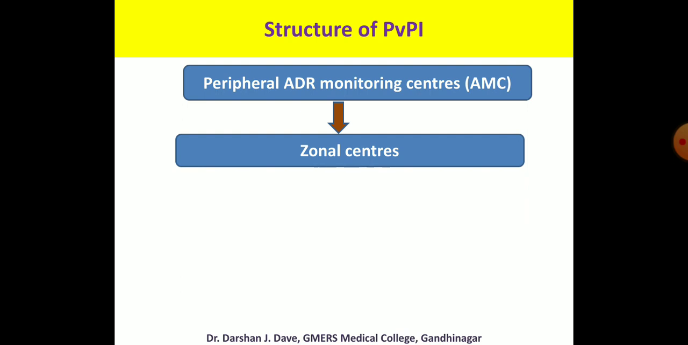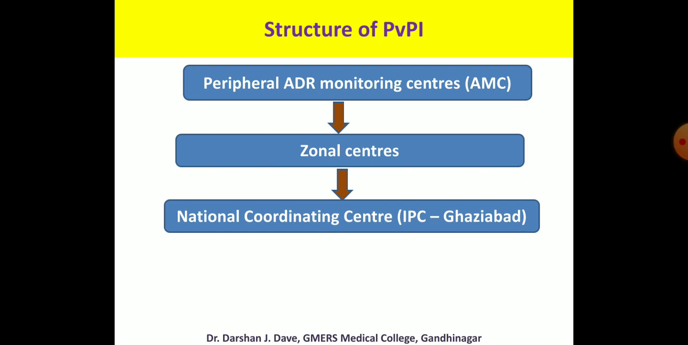There are various zonal centers, like for the north zone there is Ghaziabad, then east zone Kolkata, then south zone Chennai, then west zone Mumbai, and then there are two additional zonal offices in Ahmedabad and Hyderabad, and finally the National Coordinating Center at the IPC Ghaziabad.